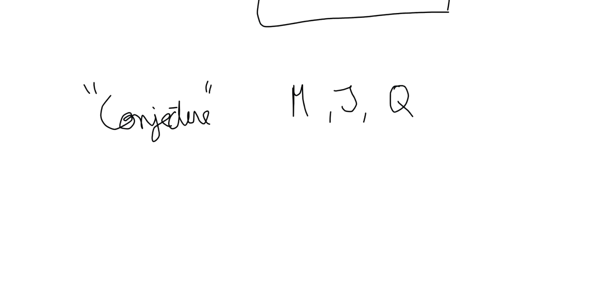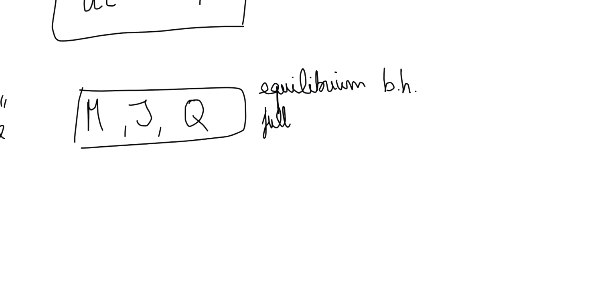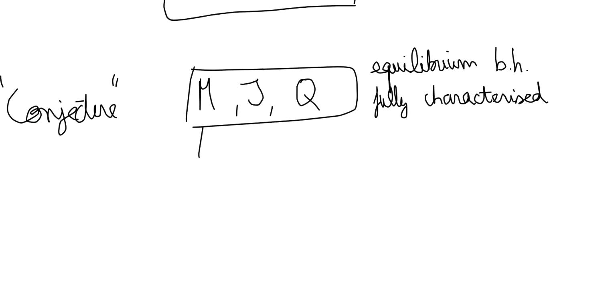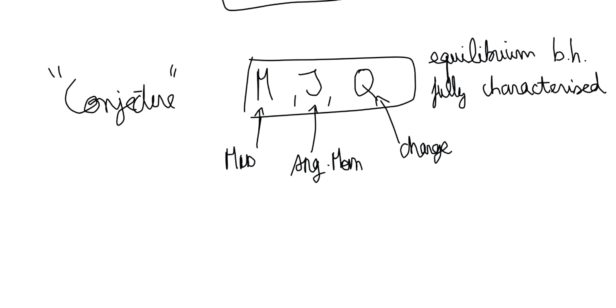So after their formation, when black holes stabilize and get to an equilibrium state, they're fully described, or fully characterized, by the mass, the angular momentum, and the charge. So we can rely on this first theorem, or rather conjecture.